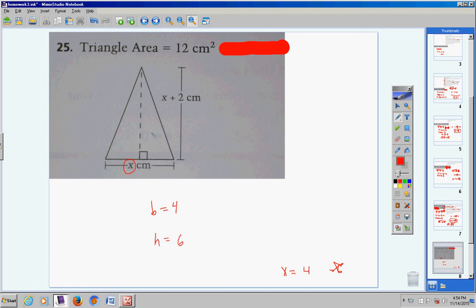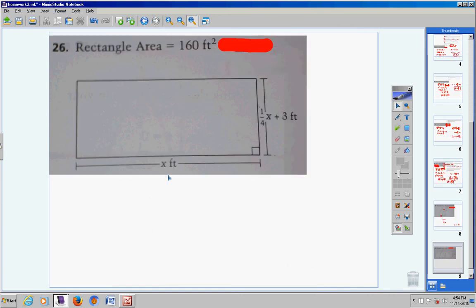I put a 4 here for x. If I put a 4 here for x, 4 plus 2 is 6. So there we go. My base is 4. My height is 6. Okay. Alright, one more problem and we're finished. Number 26. And here we go. Okay, find the dimensions of this rectangle.